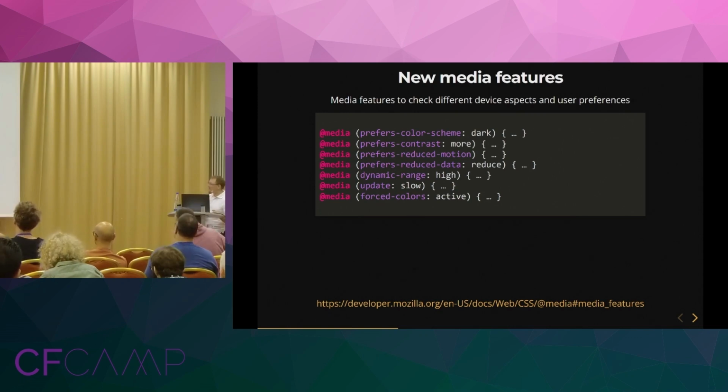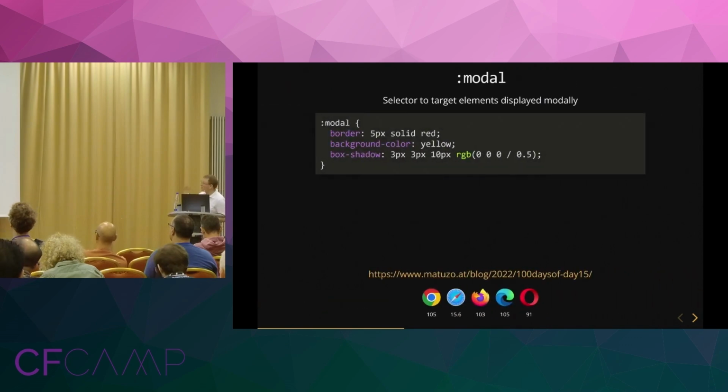Yeah, and force colors for people that need higher contrasts. You can check also where the force color is active. And as I said, there are a few more. The modal pseudo class allows you to check whether an element is displayed in a modal state, like, for example, a dialogue. But there are a few others which can be made modal, and then you can apply different styles based on that.